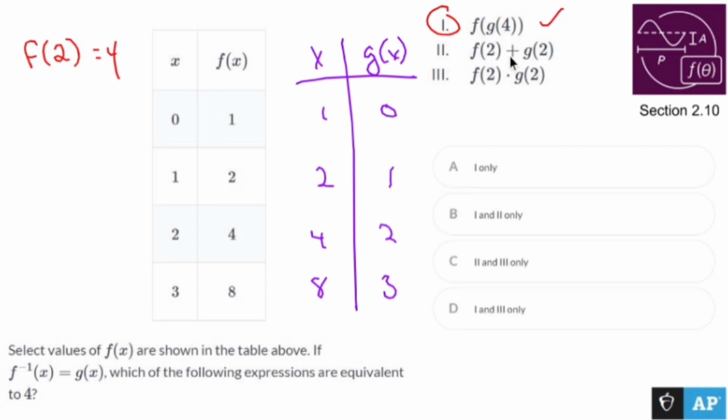Let me do this in blue. f of 2 is going to be 4, I already knew that, plus g of 2 is going to be 1. You're 5. I wanted 4. Sorry. f of 2 is 4 minus g of 2 is 1. That's not 4, that's 3. So not you. So the only one that seems to work is just 1. Oh, inverses, you get me every time.